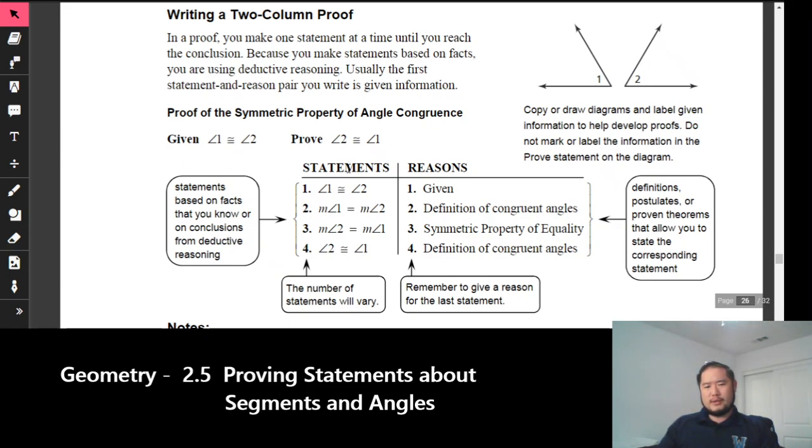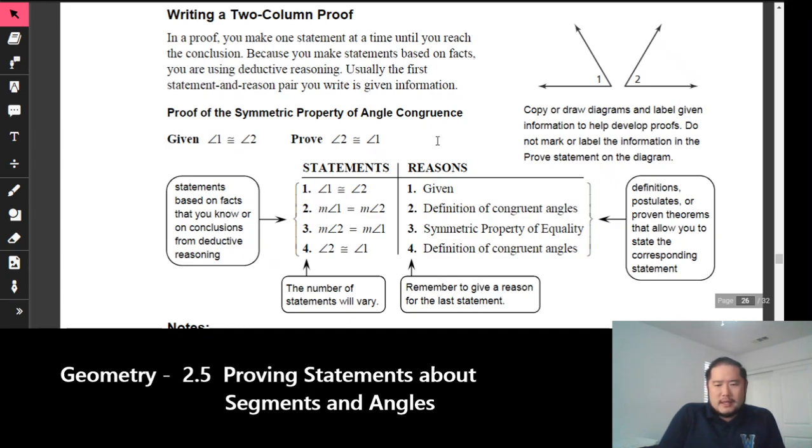They also show you in the problem what's given, and they tell us what we're proving: that angle 2 is congruent to angle 1. So how do we do that? Well, in statement 2, I can go from equality or congruence to equality. So that's why statement 2 says the measure of angle 1 is equal to the measure of angle 2.